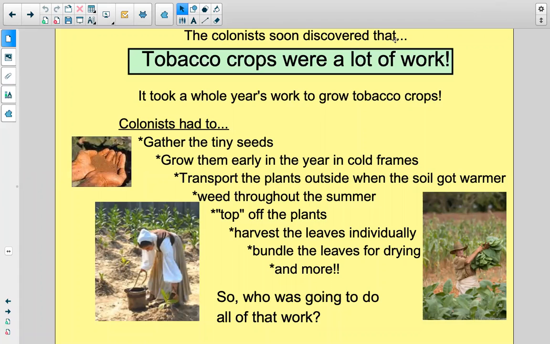So the colonists soon discovered that tobacco crops were a lot of work. It took a whole year's work to grow tobacco crops. Colonists had to gather the tiny seeds, grow them early in the year in cold frames, transport the plants outside when the soil got warmer, weed throughout the summer, top off the plants, harvest the leaves individually, bundle the leaves for drying, and more. So who was going to do all of this work? They couldn't get it all done in order to make a lot of money like they wanted to.